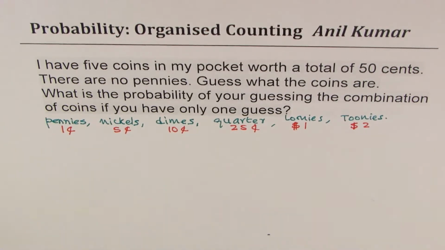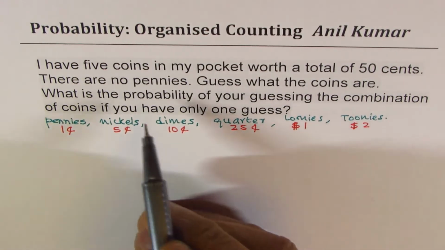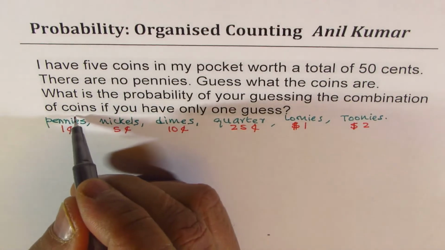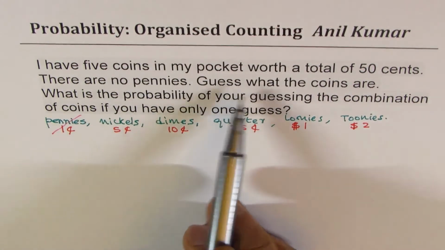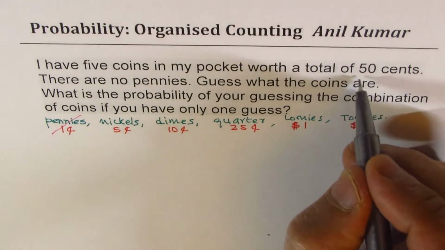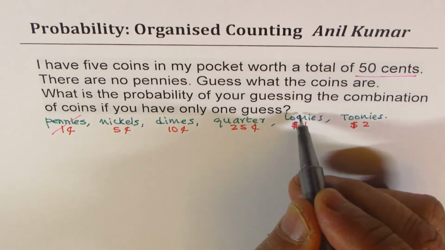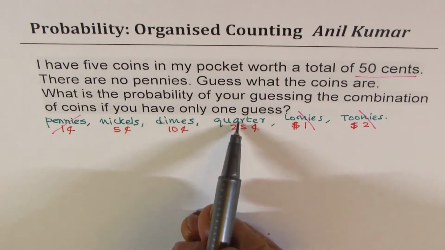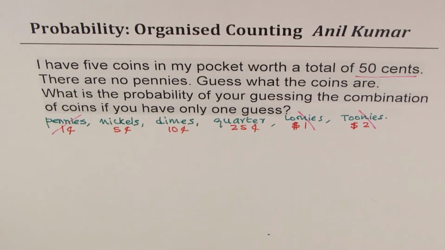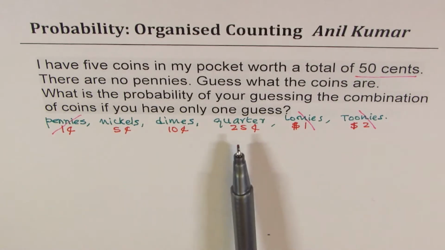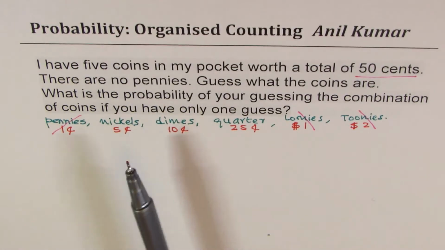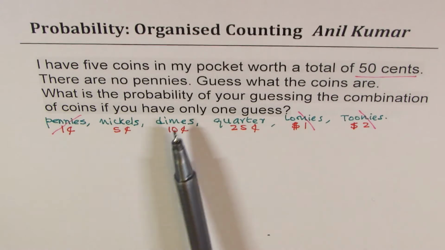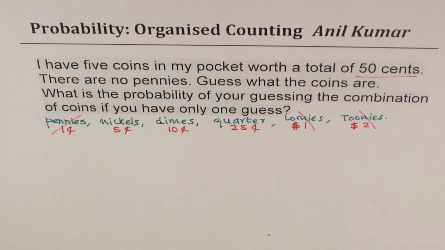In this question, we are saying that we have no pennies, so we are not including pennies here. And the total is 50 cents. 50 cents means we cannot have loonies or toonies. So we have nickels, dimes, and quarters. Perfect. Now the idea is to find probability that a person can guess correctly what coins are in my pocket. So that's very interesting, and I have total of 5 coins.